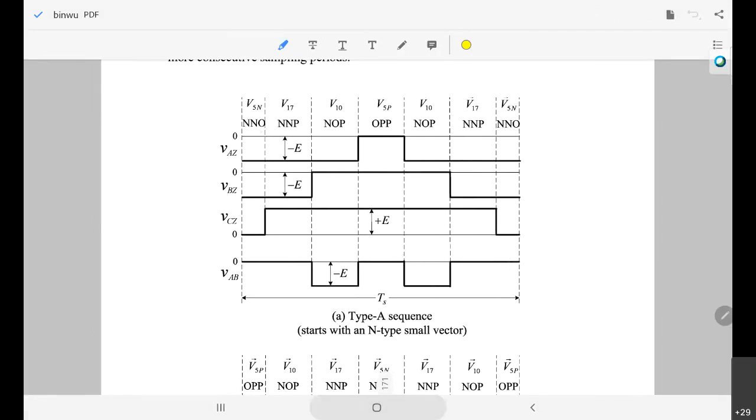Started from n00 here. Started at n0, and again it ended at n0. So this n-type sequence starts with the n-type small vector, so that is vn0 here. The same thing.